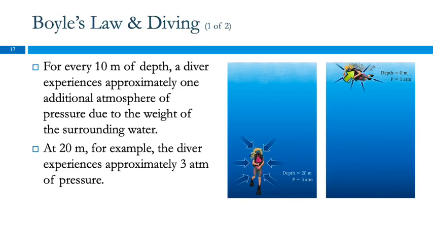So here we have a diver up here at the surface, depth of 0 meters. The pressure experienced is 1 atmosphere, which is just normal atmospheric pressure. Come down here to a depth of 20 meters. You go down 10 meters, you add 1 atmosphere of pressure. You go down another 10 meters, you've added 2 atmospheres of pressure. So starting with 1 up here, adding 2, we get a pressure of 3 atmospheres. That's a lot of pressure.